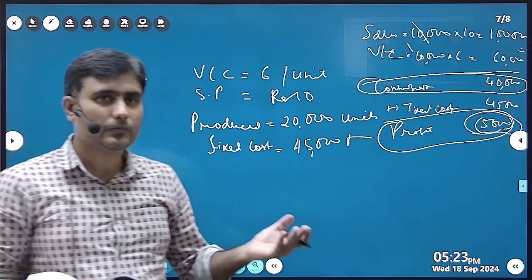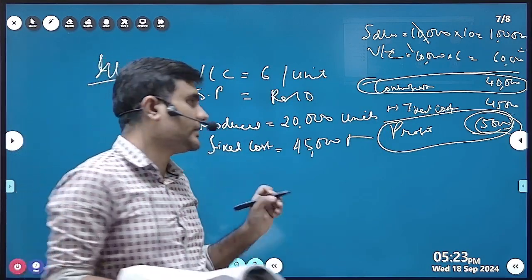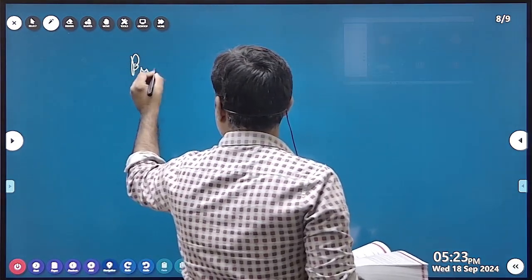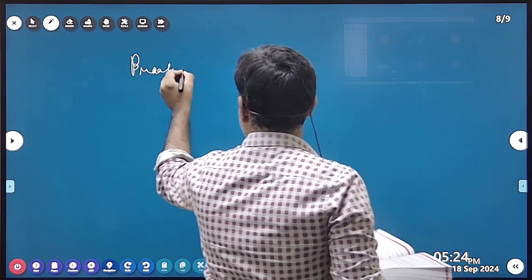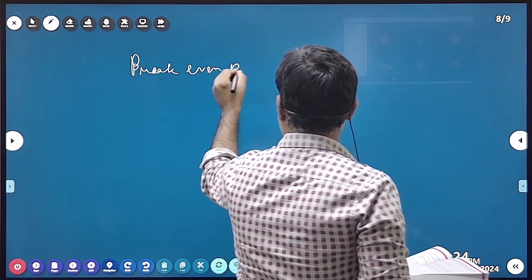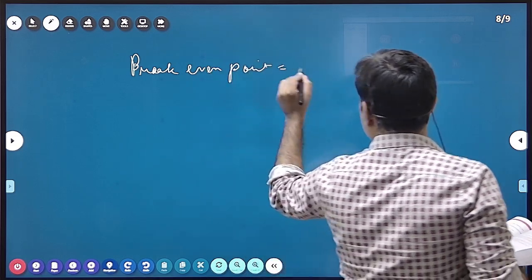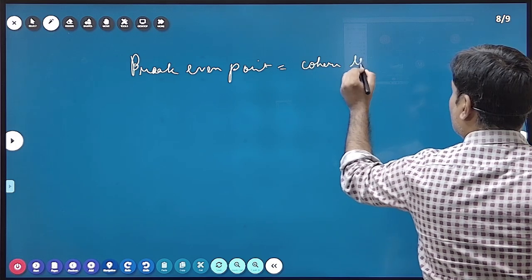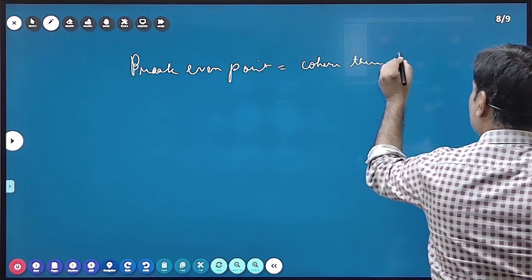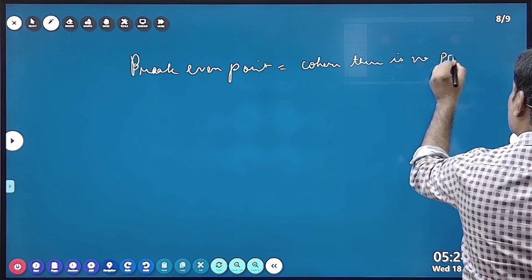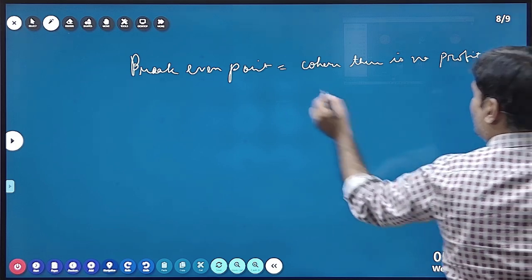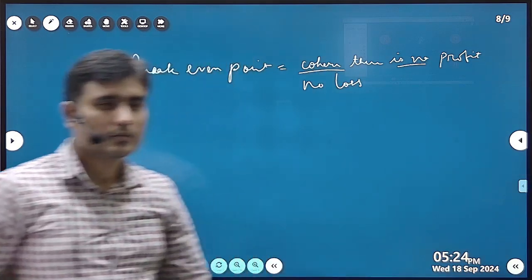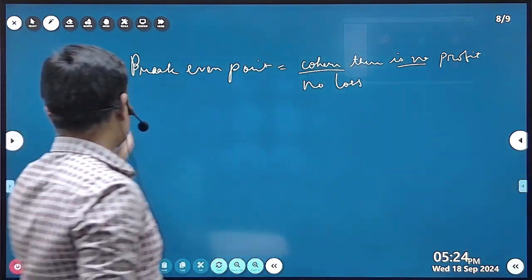Break even point. What is this? It is at that point where there is no profit, no loss. Right? No profit, no loss.